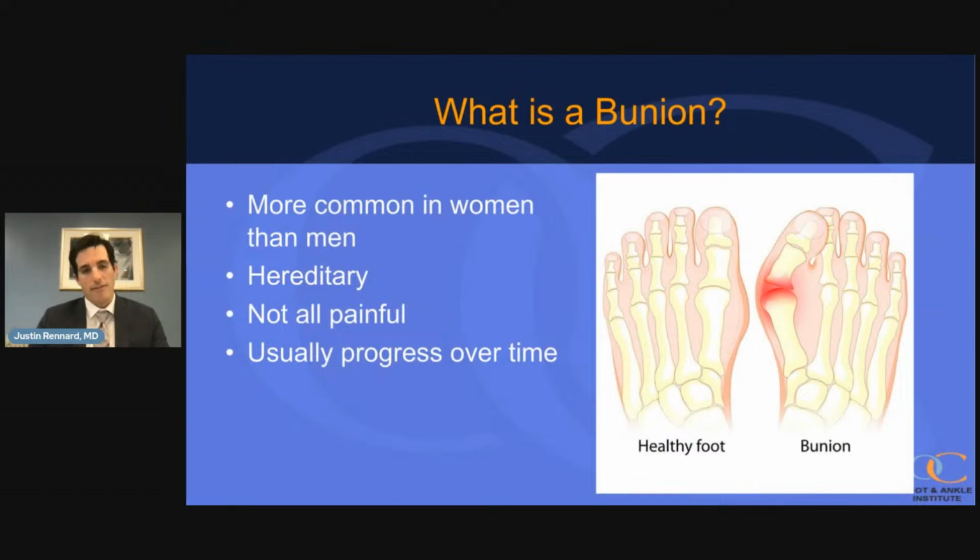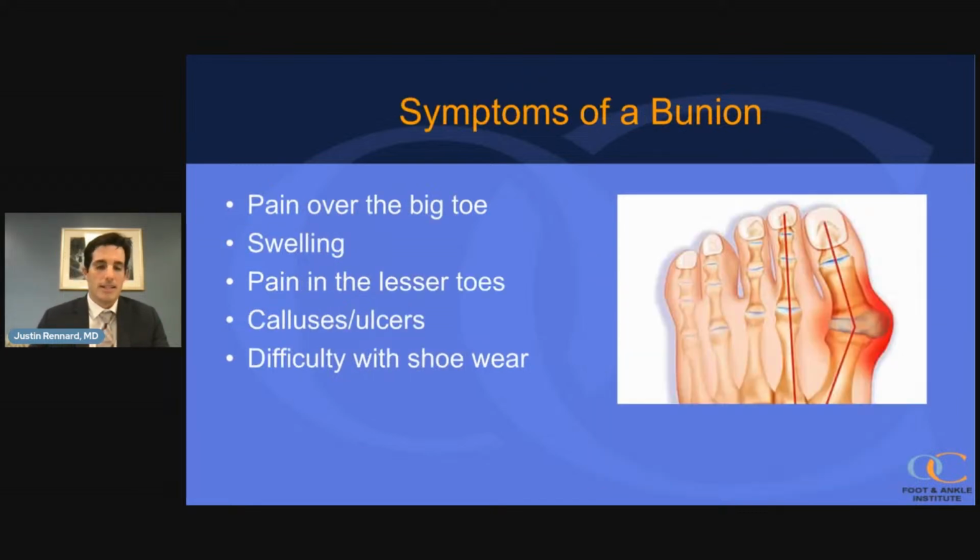As we age, gravity always wins and our foot gets a little bit flatter. So people with a high arch get a more normal arch foot. People with a flat foot usually will get a little bit flatter over time. And the bunion will usually progress a little bit over time. It's hard to predict how fast that will happen, but it does generally happen over time.